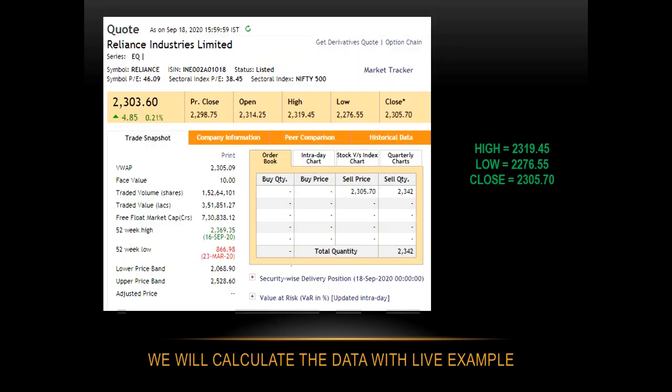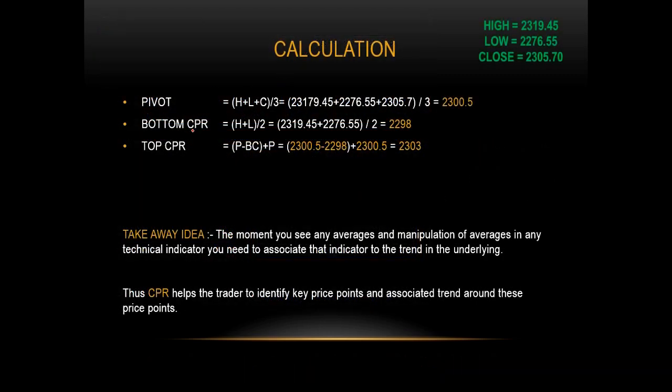I will illustrate this with a live example so that you will get a clear picture in calculating these values. We have pulled out the previous day data of Reliance and we have the high, low, closing values in our hand. We will calculate our CPR for today's trading session. For pivot, we have added up high, low and close values of Reliance and divided it by 3 as average, which comes out to be 2300.5. So for today's trading session, 2300.5 will be our pivot line which we focus on.